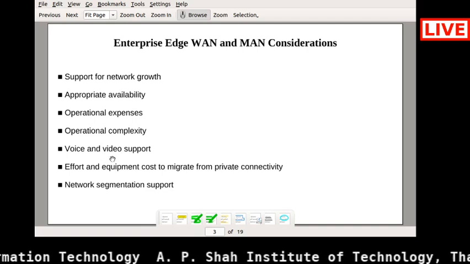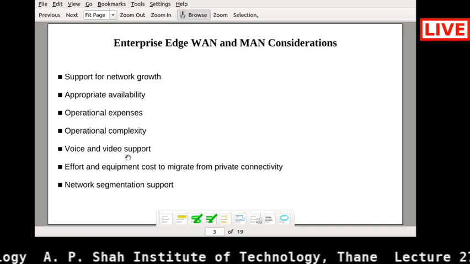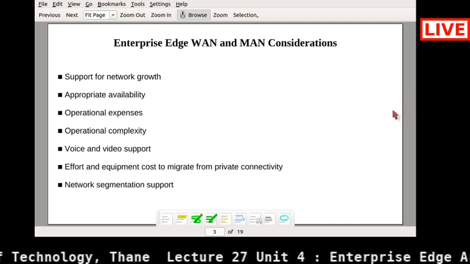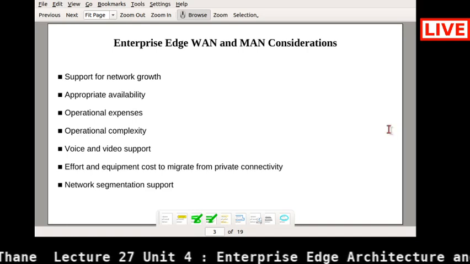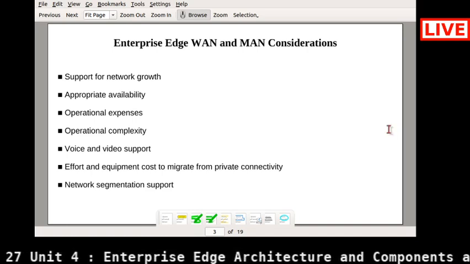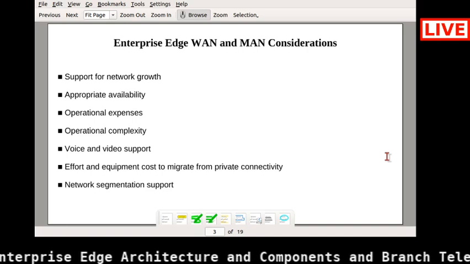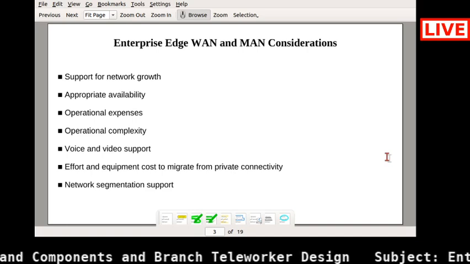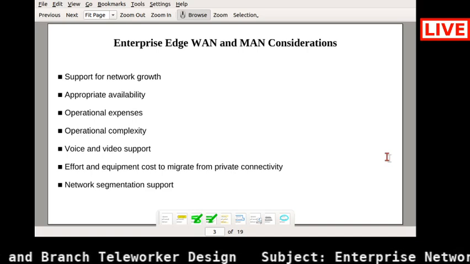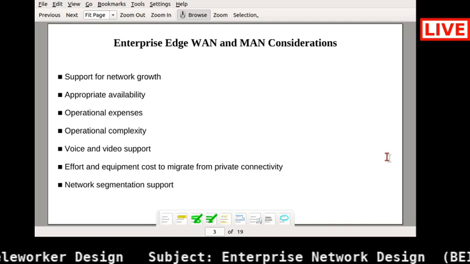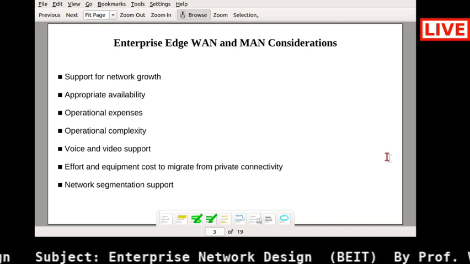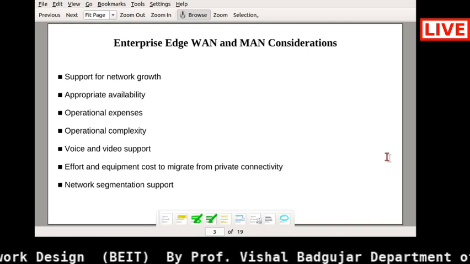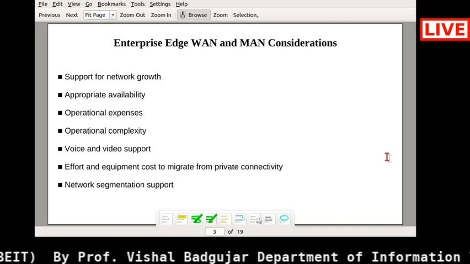As I have just mentioned, voice and video support is an advanced thing which all WAN technologies currently have. If you look at voice and video, the QoS parameter will be very important, so quality of service must be there efficiently. It must enable some advanced applications which will be required by voice and video over the network. In that case it will be very useful.